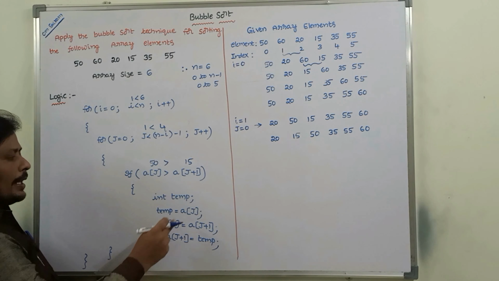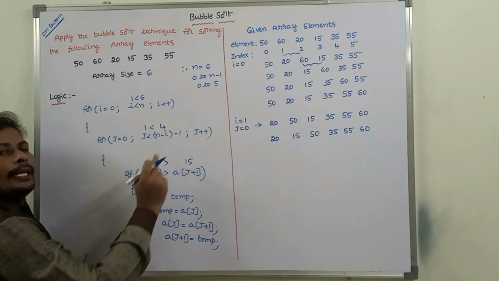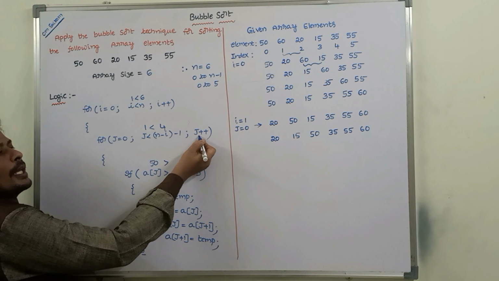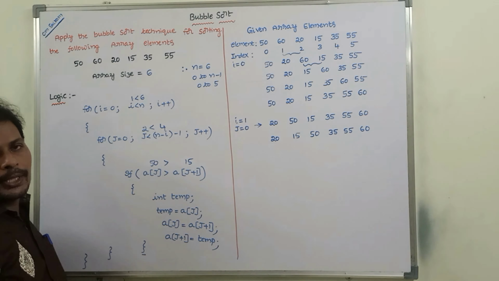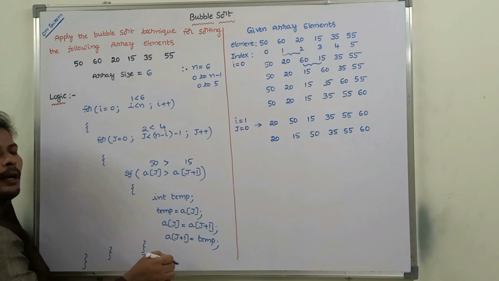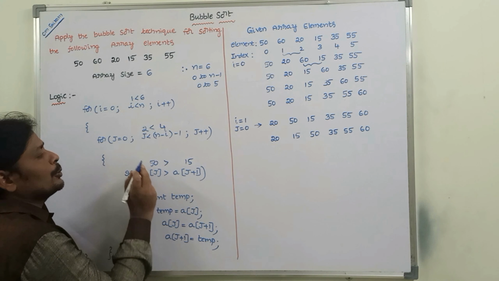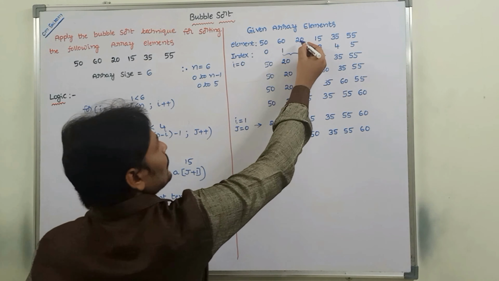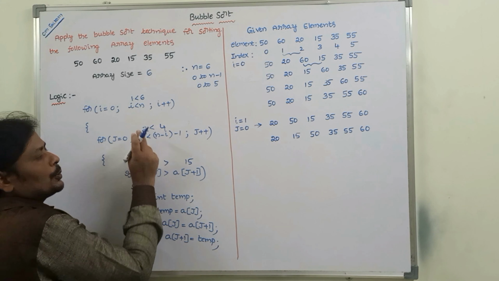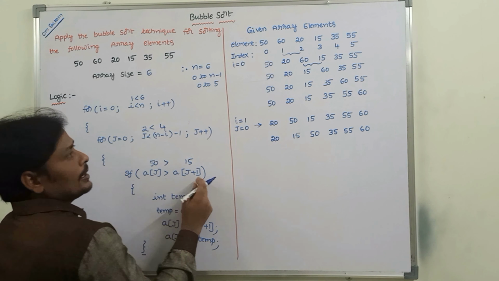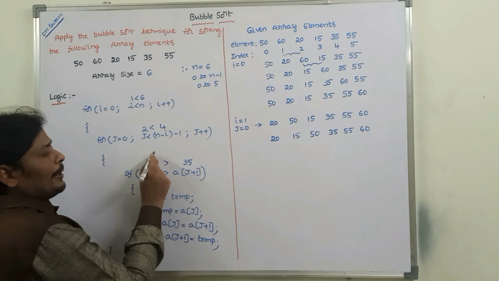Okay. So after executing the statements within the if block, the control goes again to the inner for loop. So here j value is incremented. Now j value becomes 2. 2 less than 4, condition true. Then the control goes to the body of the inner for loop. In that body, if statement is there: if a of j, j value 2, a of 2 means 50, 50 greater than a of j plus 1, so j value 2, 2 plus 1, that is 3, a of 3, so a of 3 is 35.